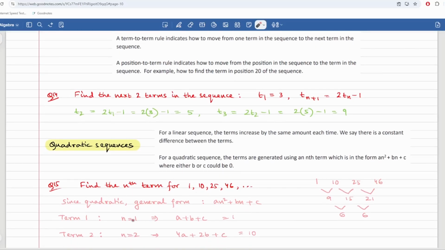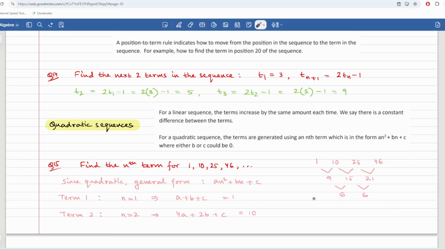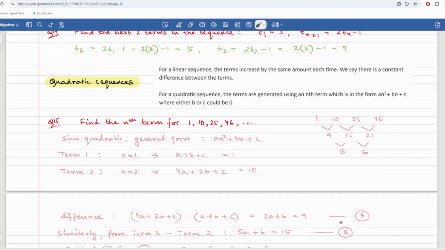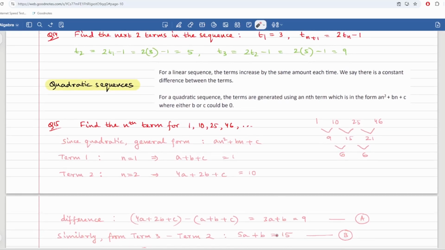Term 2 is given by n equal to 2. If I plug in 2, I'll get a into 2 square plus b into 2 plus c, which is 4a plus 2b plus c, which is 10 here. The difference of these two terms is 9. So if you take the difference, you will get 3a plus b, which is 9. Do the same thing for term 3 and term 2, then you will get the equation 5a plus b is equal to 15.